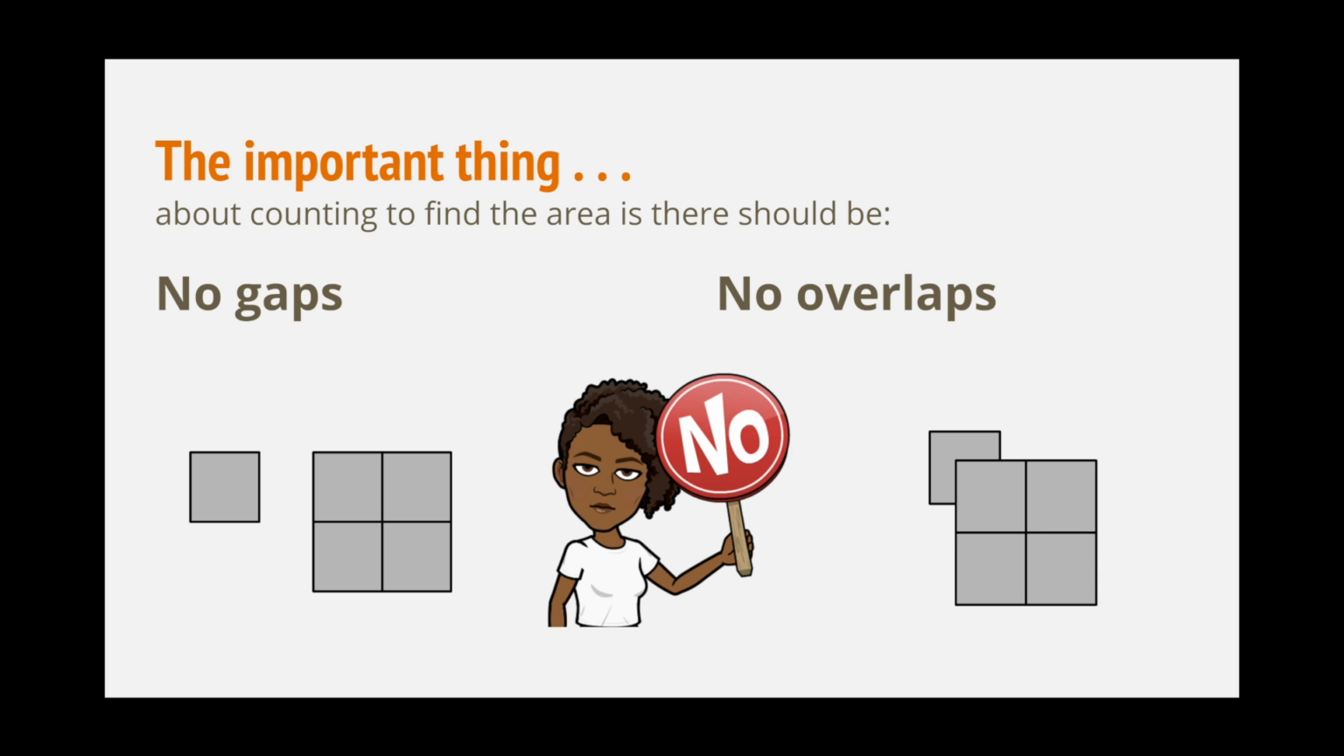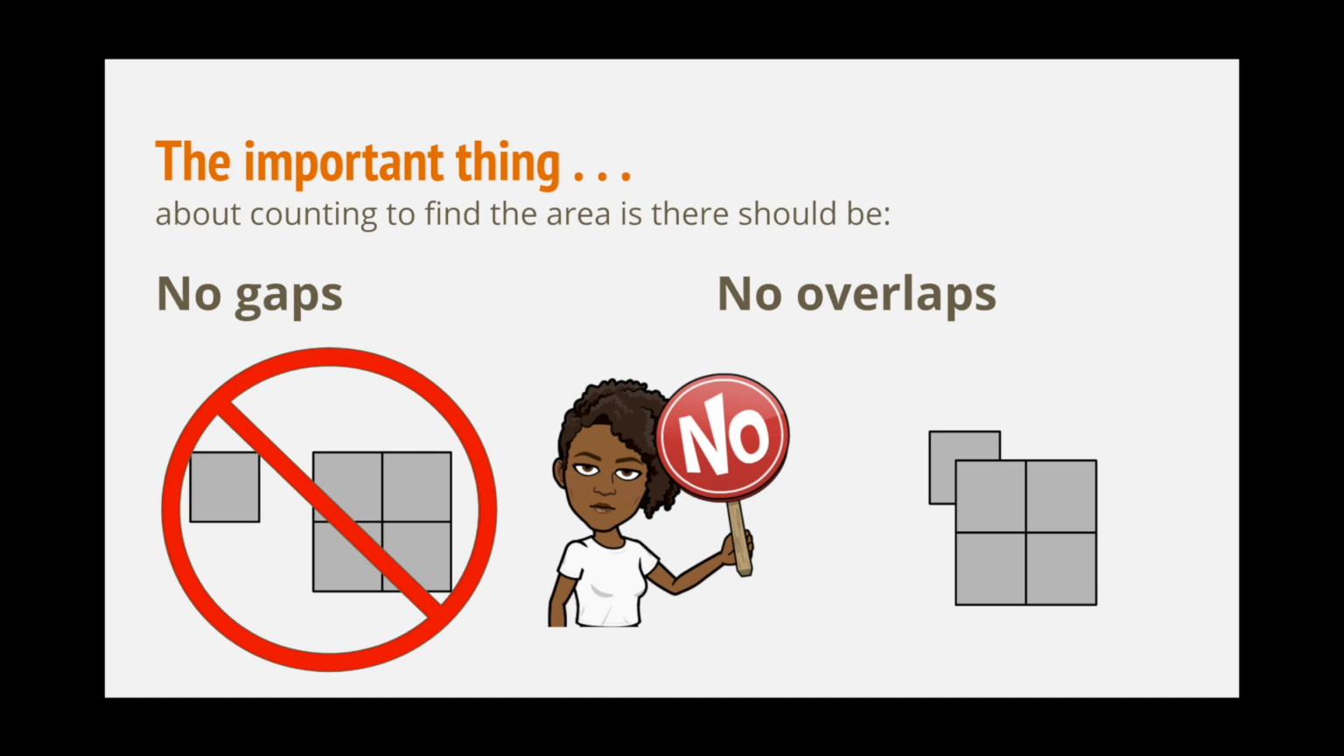The important thing about counting to find the area is there should be no gaps. So there should be no spaces between the squares. There should also be no overlaps. There should not be squares on top of other squares.